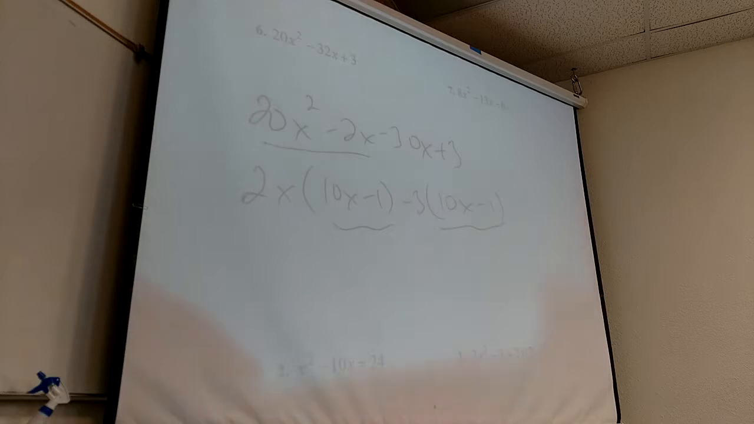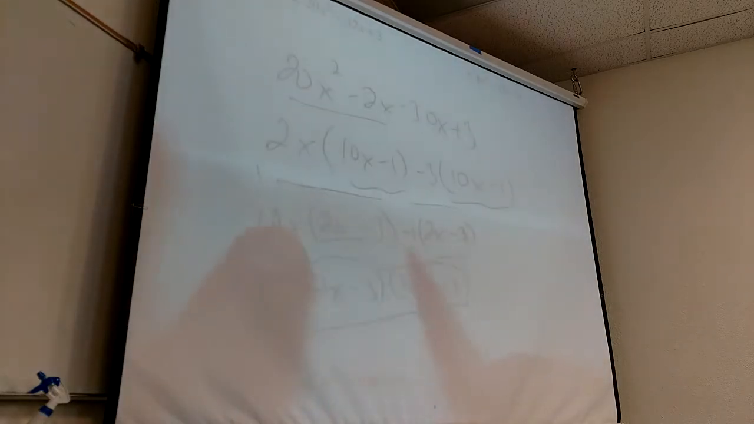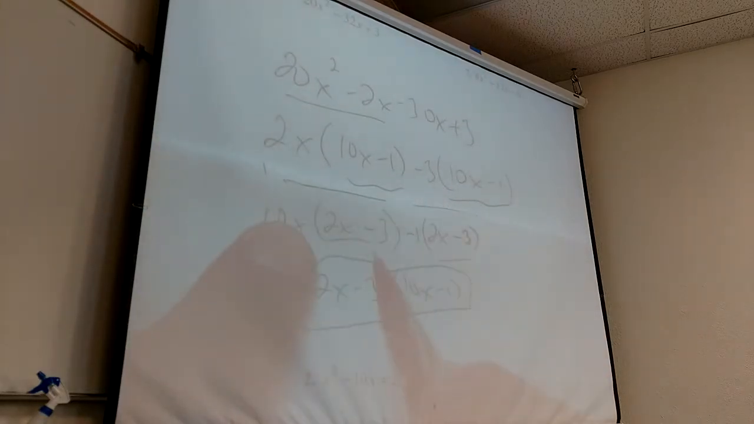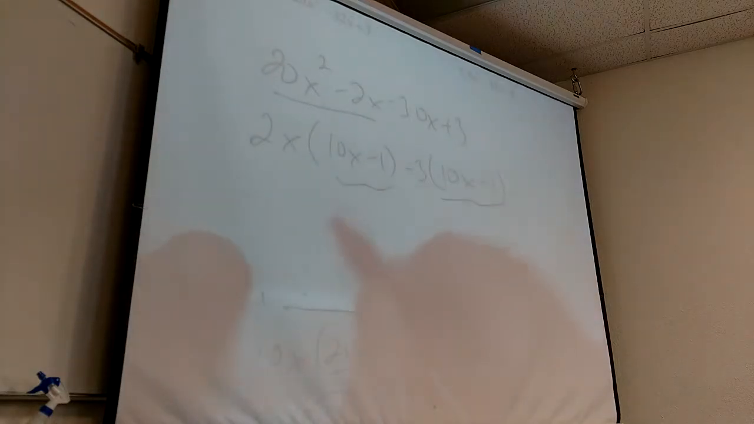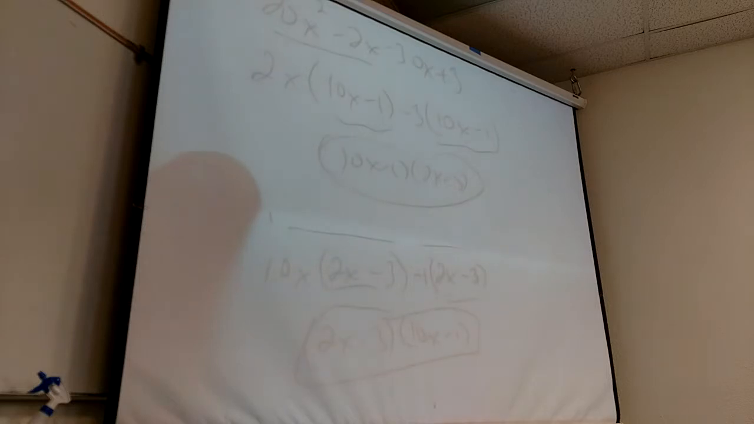See, since I chose to put the 3 first, look how my 2x minus 3 is on the inside. Yours is on the outside. My 10x minus 1 is on the outside. Yours is on the inside. Yep. But isn't the last step going to agree? You're going to take that and that. As long as they both come from somewhere, that's the right answer.